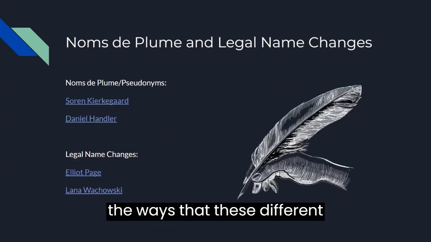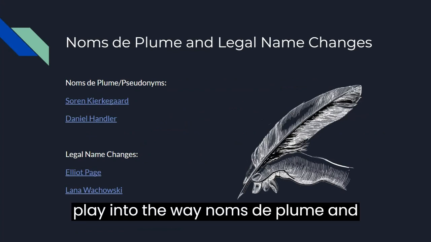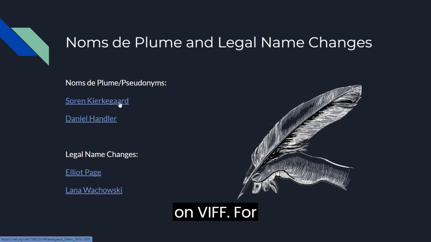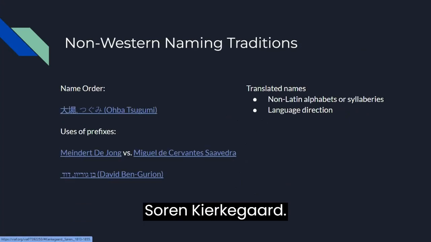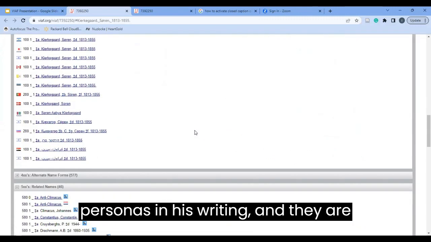And the ways that these different contributors interact play into the way noms de plume and legal name changes are shown on VIAF. For instance, Søren Kierkegaard. Søren Kierkegaard famously used many personas in his writing.